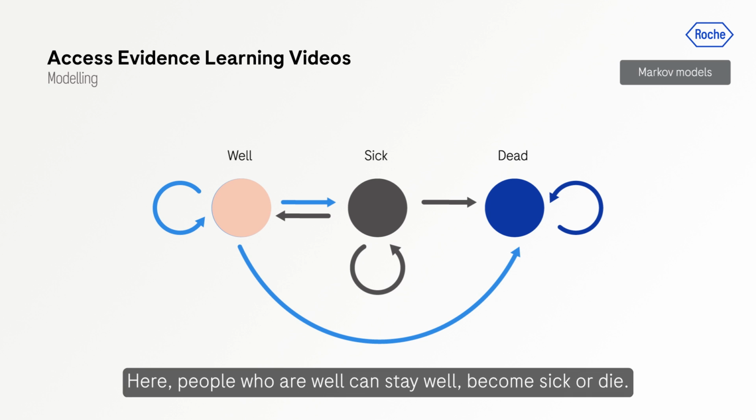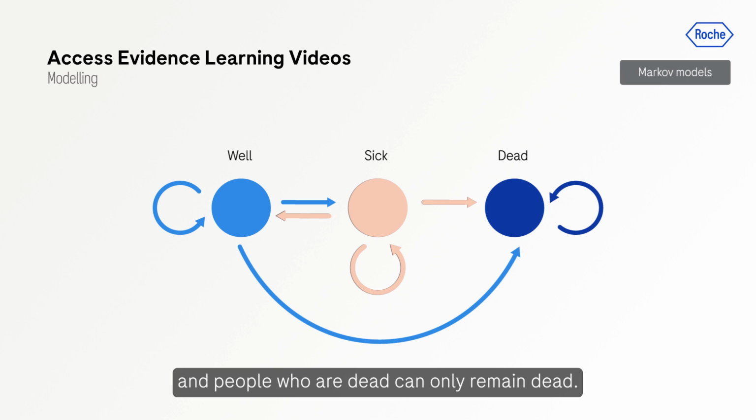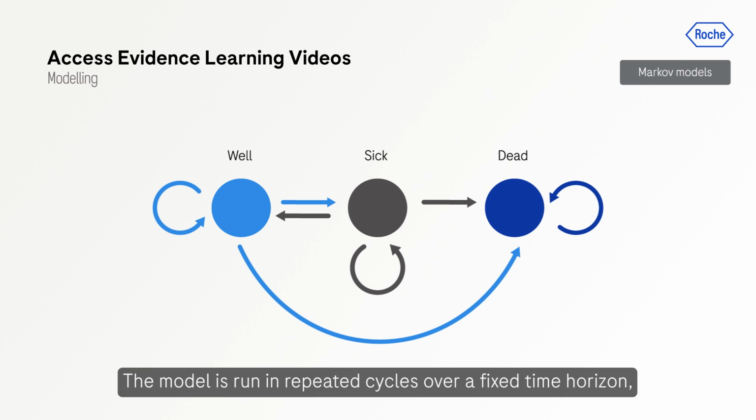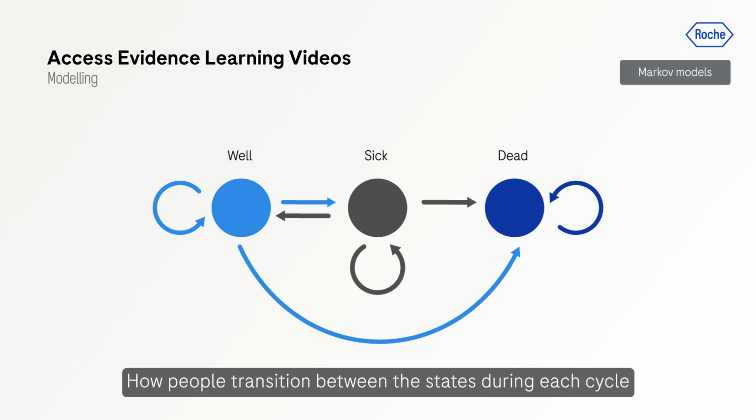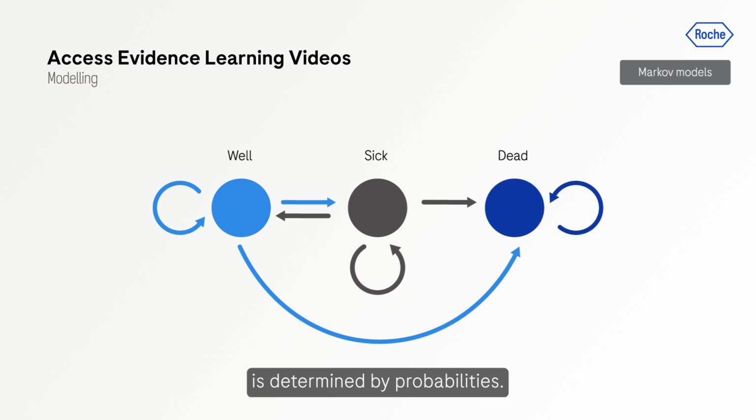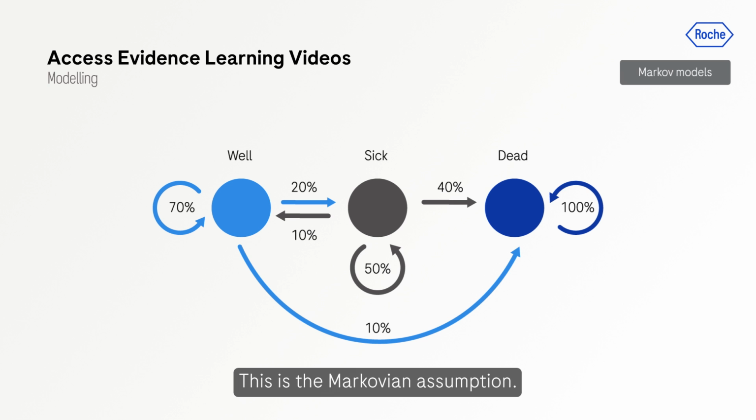Here, people who are well can stay well, become sick, or die. People who are sick can get better, stay sick, or die. And people who are dead can only remain dead. The model is run in repeated cycles over a fixed time horizon, or until all people in the model are dead. How people transition between the states during each cycle is determined by probabilities. These depend only on the current health state of the individual and not on any previous health states they have been in. This is the Markovian assumption.